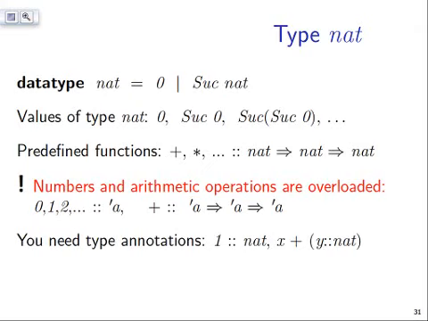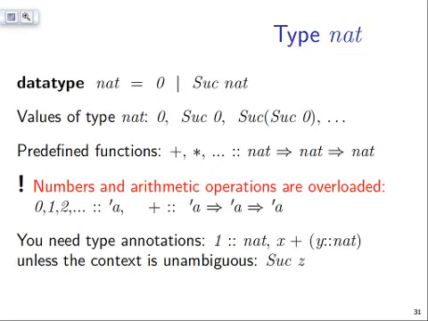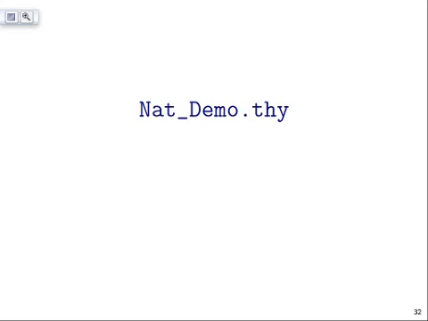So you may need type annotations like saying, please take the one of type nat, or in addition, please y must be a natural number, unless, of course, the context forces that anyway. For example, if you write suc of z, then z is automatically a natural number because suc is not overloaded. Suc is really only defined on natural numbers. So if you write suc of z, z will automatically be inferred to be a natural number.